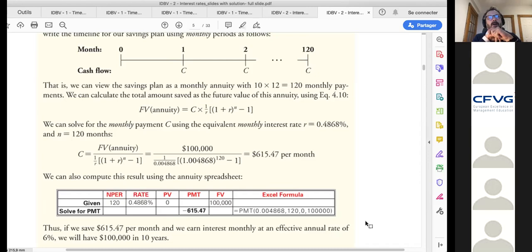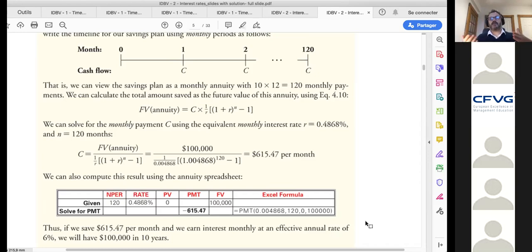Okay, so here we find 615 for the monthly annuity. That means that the person will have to pay 615 every month during 120 months, meaning 10 years, to be able to accumulate $100,000 in 10 years. So this was what was required in the case.